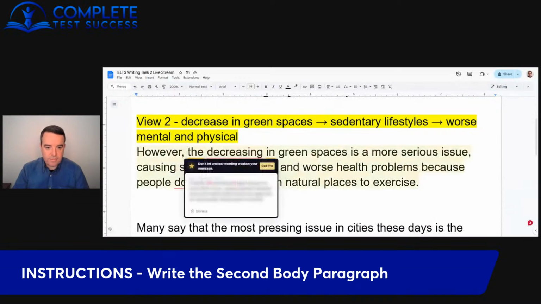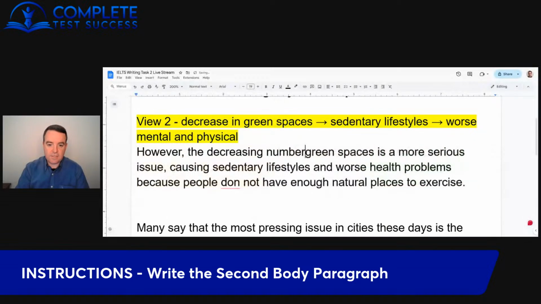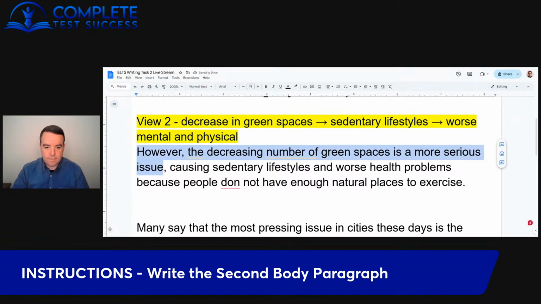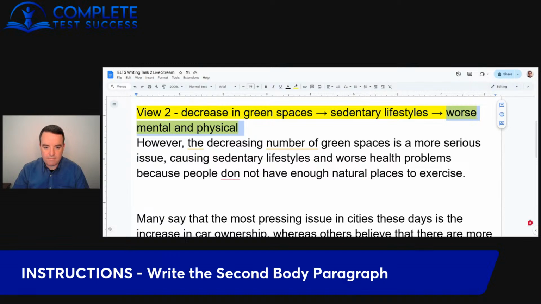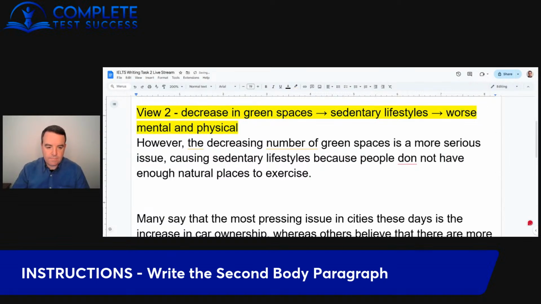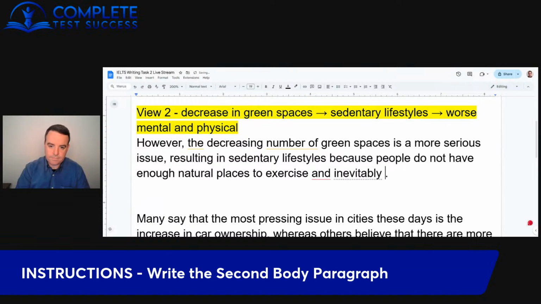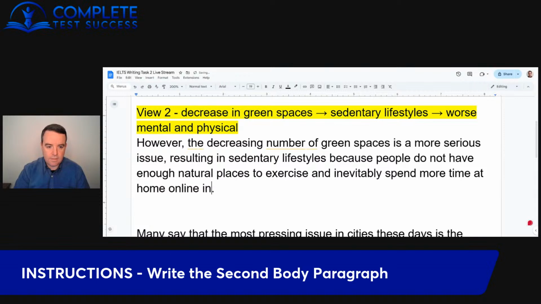Okay, so let's say the decreasing number. It's not that the green spaces are decreasing. So the decreasing number of green spaces is a more serious issue, good, causing sedentary lifestyles and worse health problems. I'm not going to get into the worse health problems. I'm just going to go to the sedentary lifestyles first. So let's get that idea out of the way first, and then we'll move on to the result of worse mental and physical health. So I'm just going to take that out for now, causing, maybe resulting in sedentary lifestyles because people do not have enough natural places to exercise and inevitably spend more time at home online instead, something like that. Okay, and then from there we can move on to worse mental and physical health.